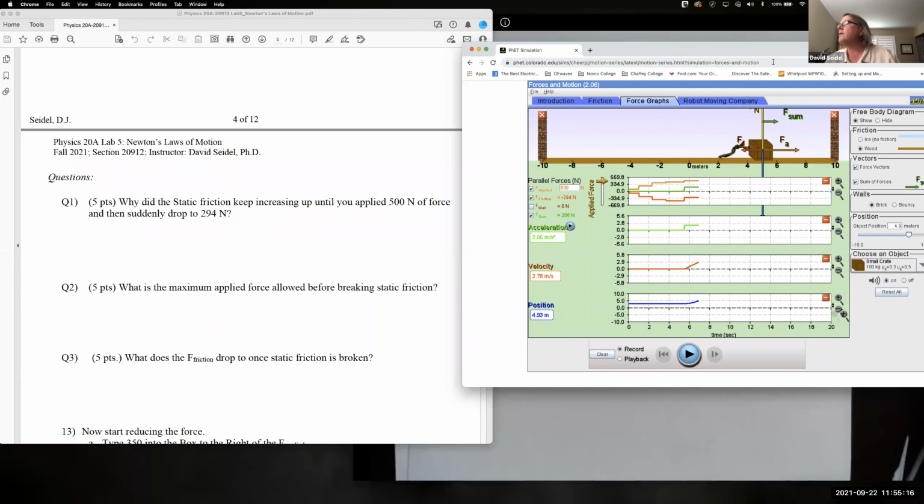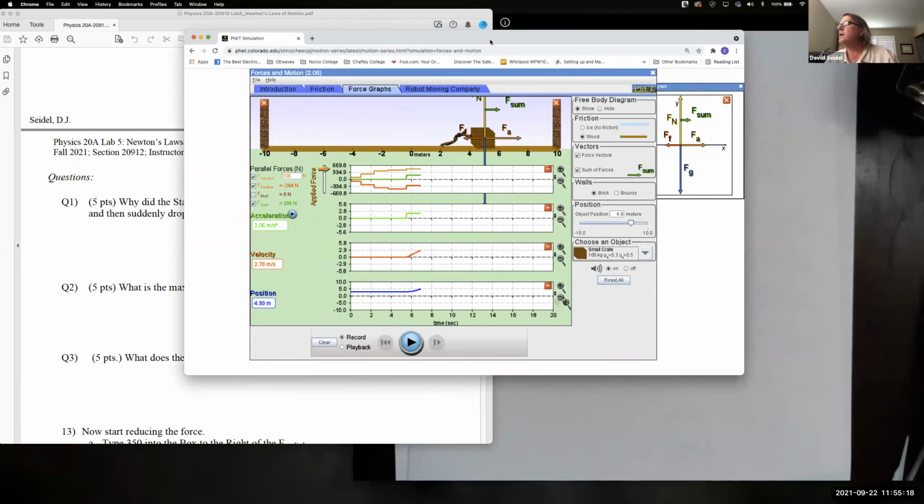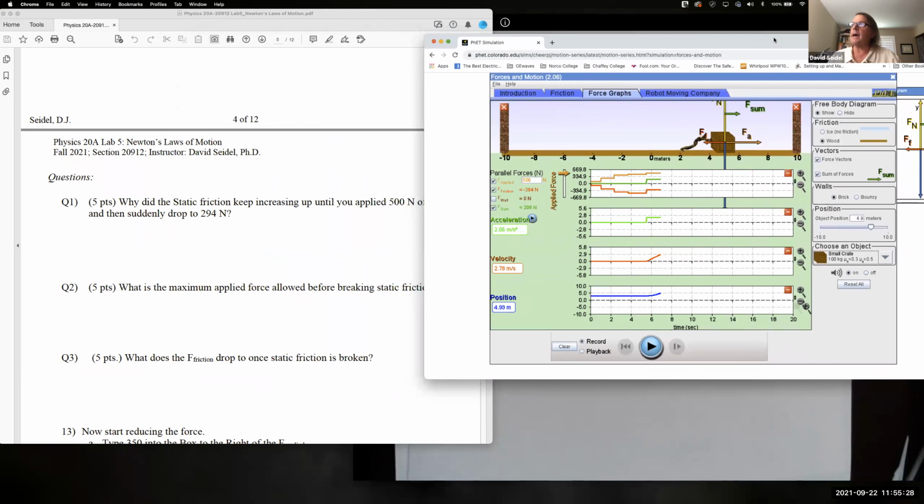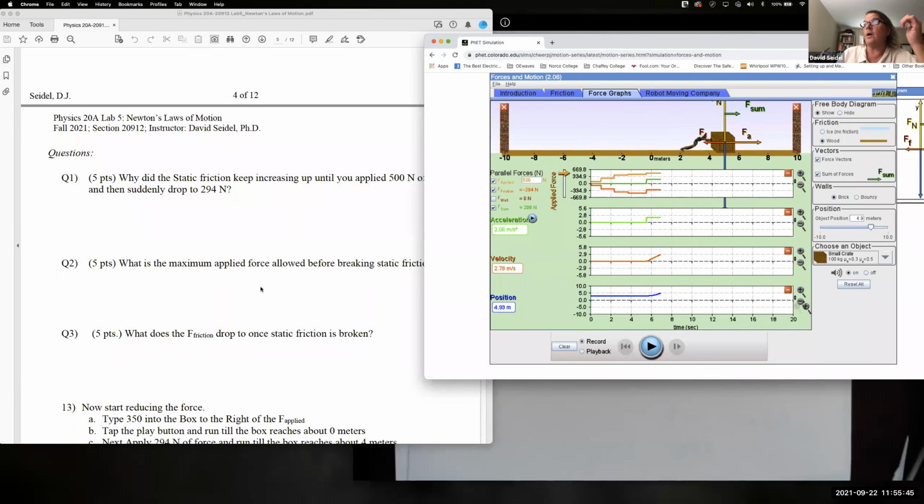Over here, it tells you the coefficient of static friction is 0.5 for the small crate. So you can calculate the maximum applied force before breaking static friction. We talked about that today. What does the friction drop to once static friction is broken? Well, it's a kinetic friction and it's 294.